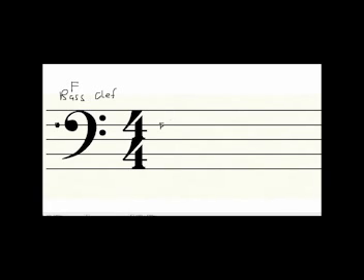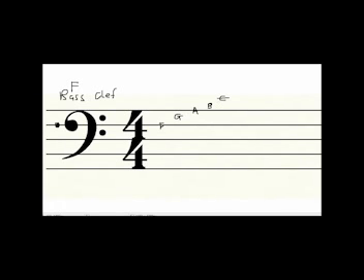If this is F, when we are going up, this space will be G. Then the line here will be A. Then the space here will be B. Then the line on top will be C. It is on the line, so I'll just cancel it.